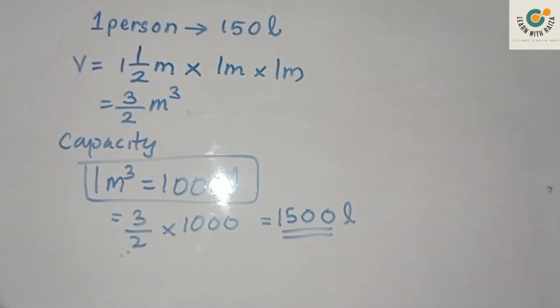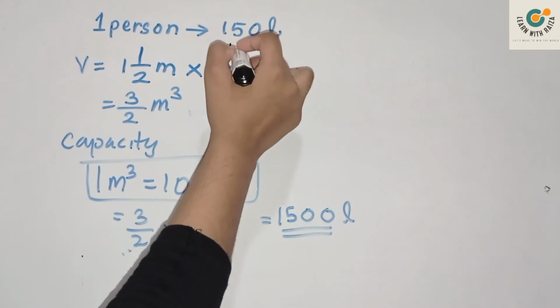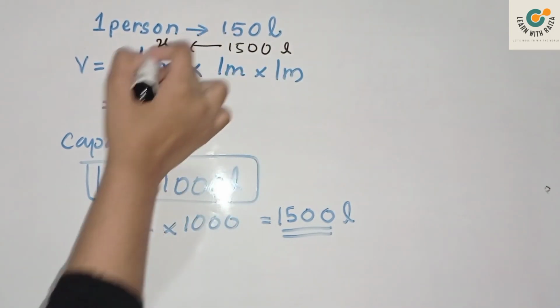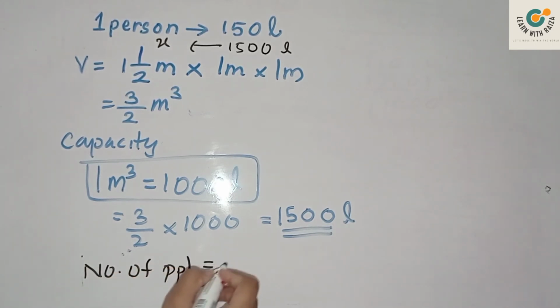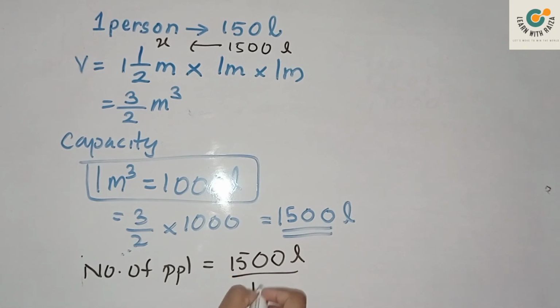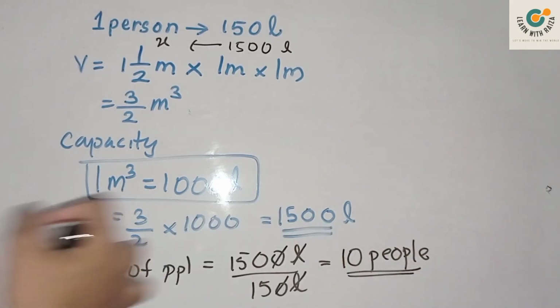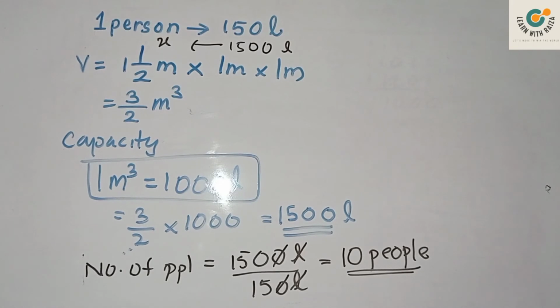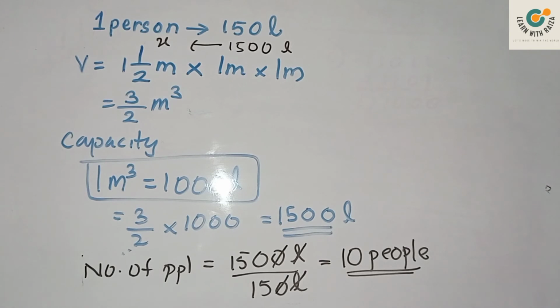Right. So for that, one person requires 150 liters. So 1500 liters for how many people? So what we can do for that? Number of people equals 1500 liters divided by 150 liters. Liter cancels. Answer is 10 people. So this 1500 liters of water is sufficient for 10 people if one person requires 150 liters. So what we did here is the main thing. This relationship you have to remember.